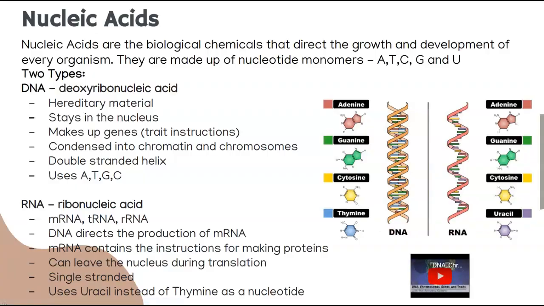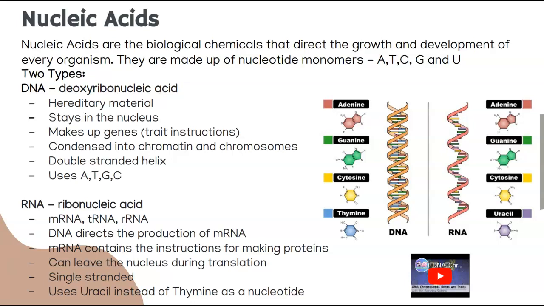So what are nucleic acids? They are the biological chemicals that direct the growth and development of every organism. Every nucleic acid is made out of 3 or 4 letters, A, T, C, and G. So that's DNA. DNA is made of A's, T's, C's, and G's. We're going to look at 2 types. Now, you may notice it says U as well, and we're going to get to that in a second.